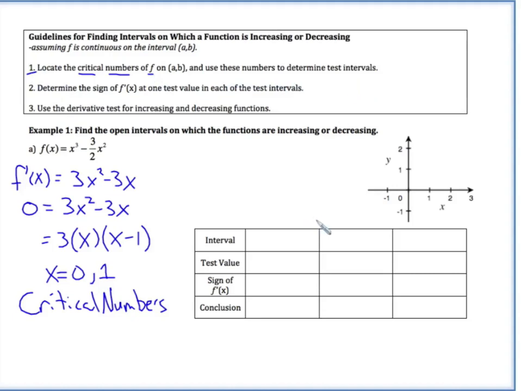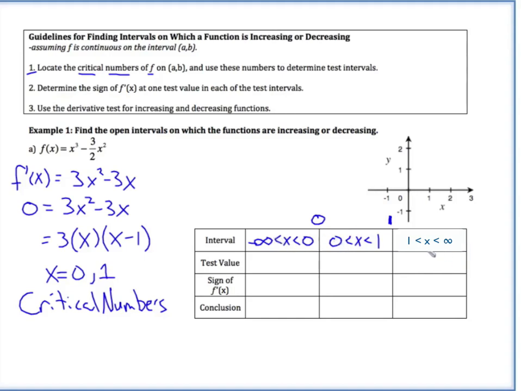So basically, we're going to put our critical numbers right here, 0 and 1. And we're going to be looking at intervals around these critical numbers. So basically, to the left of this, we're going to be looking from negative infinity all the way up to 0. Here we're going to be between 0 and 1, and here from 1 to infinity.